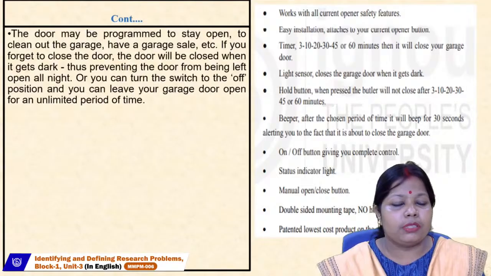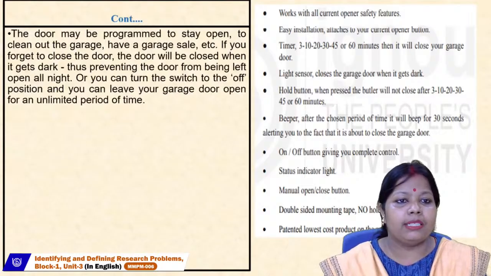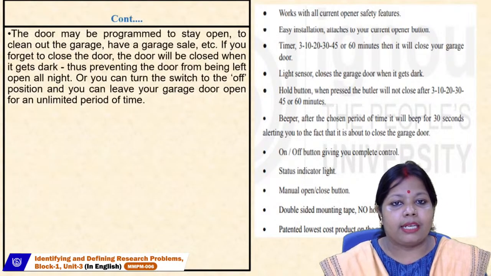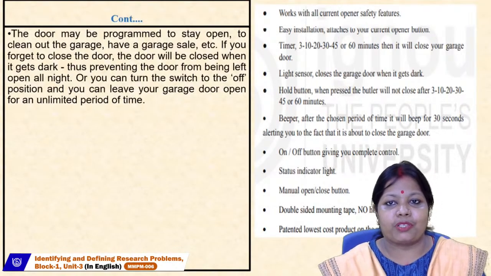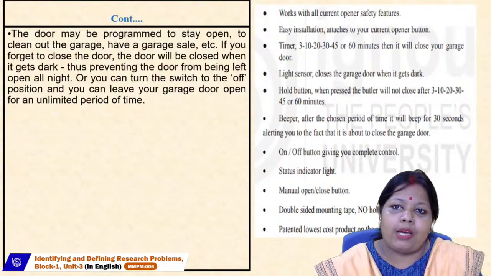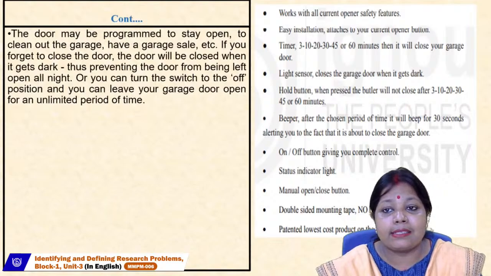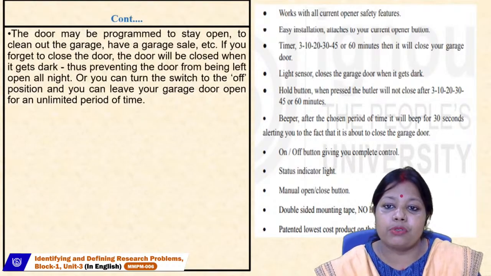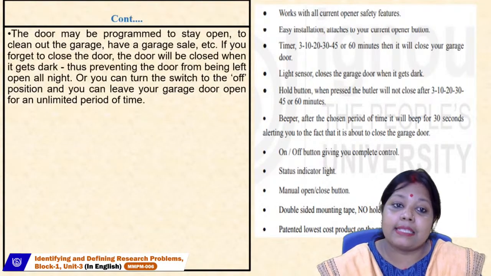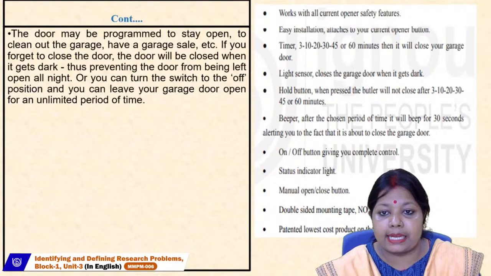So we can go back to the same case: the door may be programmed to stay open to clean out the garage, have a garage sale, etc. If you forget to close it, the door will be closed when it gets dark. It is also another option. It works with all current opener safety features. What about easy installation, attached to your current opener button? Timer: what should be the minutes, what is the timing for closing? Then a light sensor closes the garage door when it gets dark.